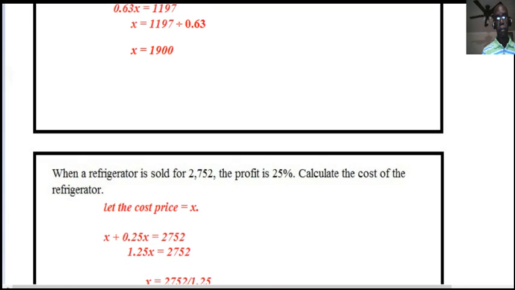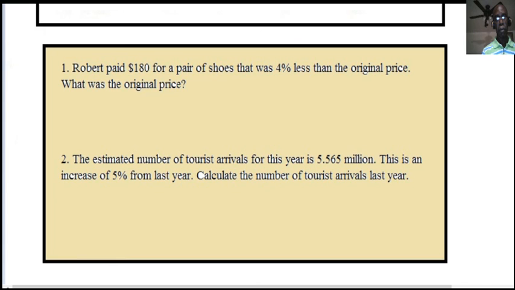Here are 2 practice problems. You may put the video on pause and try to work these problems on your own before looking at my answers. 1. Robert paid $180 for a pair of shoes that was 4% less than the original price. What was the original price? 2. The estimated number of tourist arrivals for this year is 5.565 million. This is an increase of 5% from last year. Calculate the number of tourist arrivals last year.